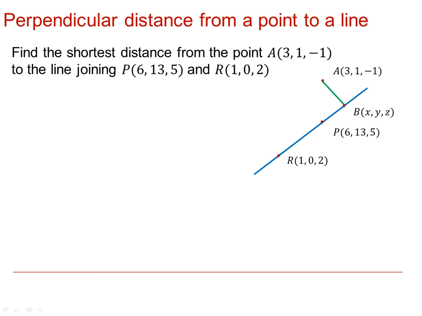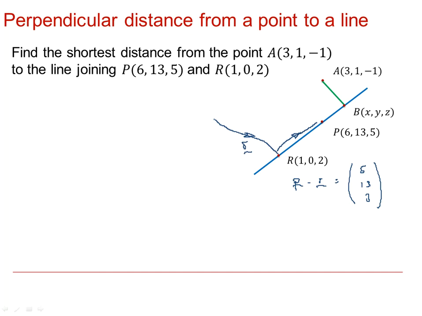So the first thing we need to do is to work out an equation for the line. Well, the direction vector we can get from the 2 known points there. So if we want the vector from R to P, we need to take P minus R, so the position vector of P minus the position vector of R, and we can see quite easily that that is equal to (5, 13, 3). Once we've got that as our direction of the line, then the equation of the line is the position vector of one point, let's say R, plus mu times that direction vector.